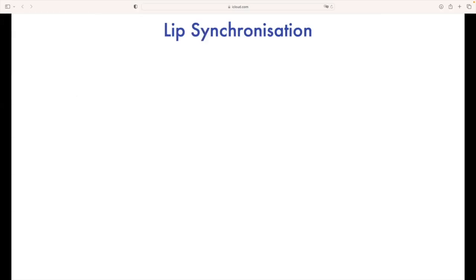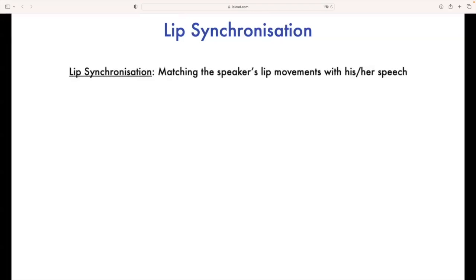So before we dig into understanding the correlation between gestures and speech, let us first look into the correlation between lip movements and speech, which is popularly known as lip synchronization. Basically, lip synchronization is the process of matching the speaker's lip movements with his or her speech segments. Let us see some examples here.